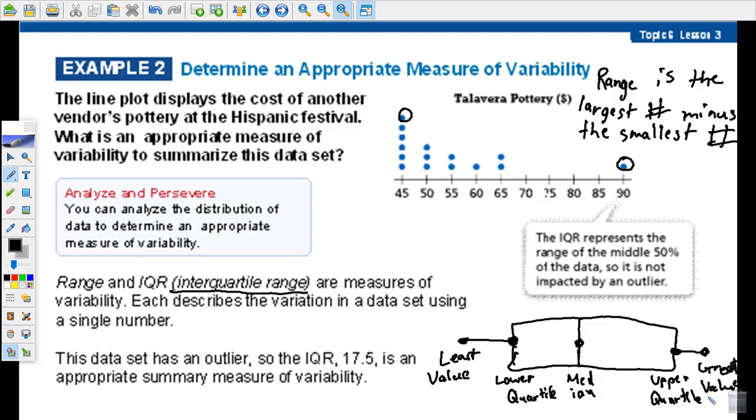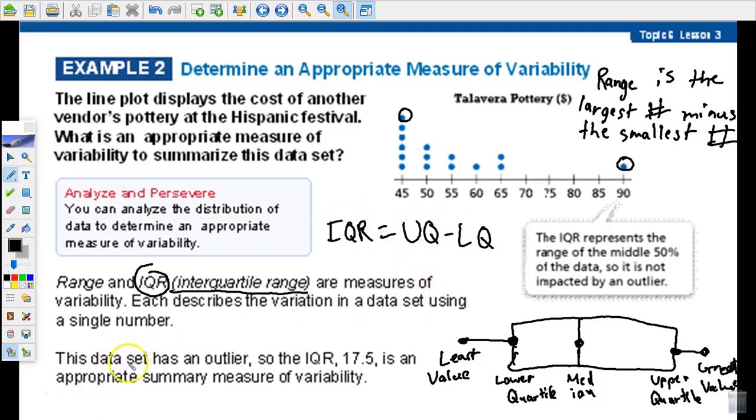So the interquartile range, IQR, is the upper quartile minus the lower quartile. So IQR equals UQ minus LQ. Literally, everybody should be taking notes. I want every single person taking notes, okay?